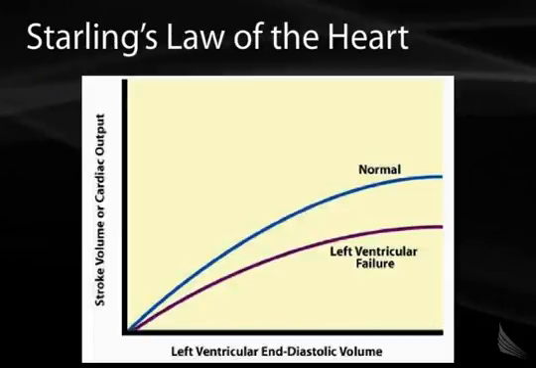Starling's law of the heart says that stroke volume and cardiac output increase as left ventricular end diastolic volume increases as well. A person with left ventricular failure, however, has a decrease in the slope of this curve.